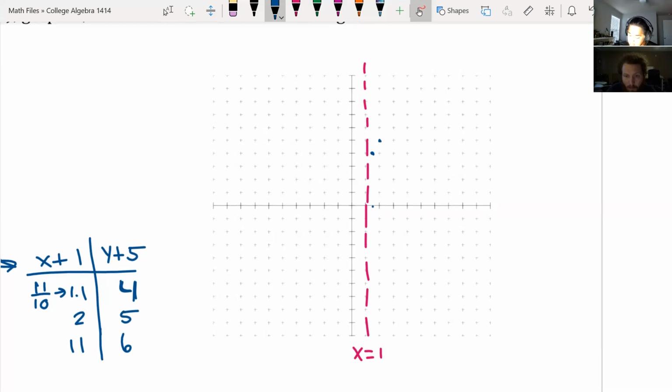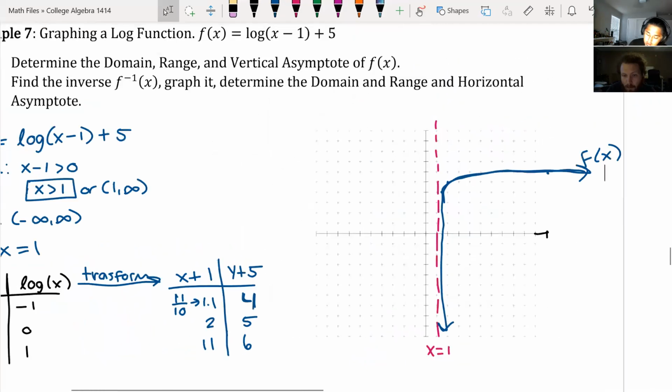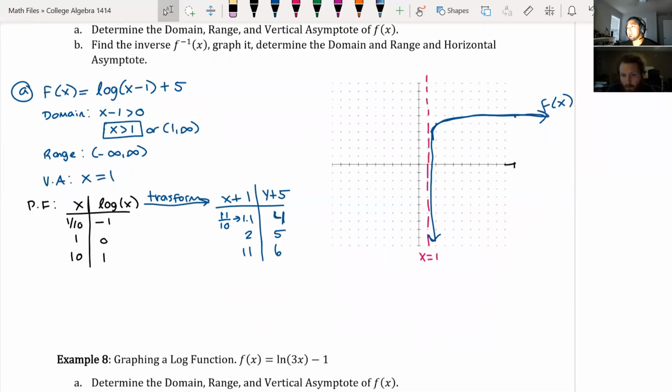And then 11, you're at 6. So 11, we'll just squeeze on there. And we are at 6. So right about there. So with these 3 points, here's what my log function looks like. It's probably a little curvier, but we got it. So here is f of x. Now it's graphed, which means we can now move on to find the inverse.